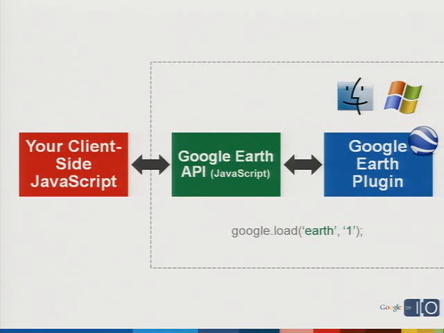So here's a quick system diagram of how this whole equation works, right? You have your own web application, your own client-side JavaScript on the left. That interacts with the Google Earth API in JavaScript. And then the Google Earth API takes care of dealing with all the inner, plugin related stuff with the Google Earth plugin. So you never really directly deal with the plugin. You only really deal with the JavaScript API. So everything you do is JavaScript, and a little bit of HTML, a sprinkle of HTML.